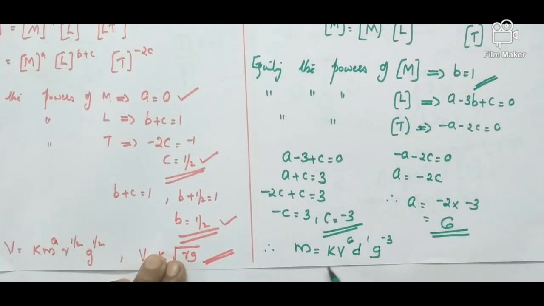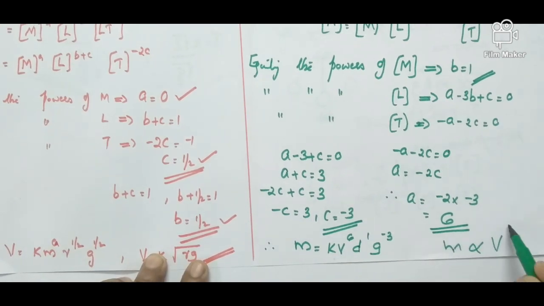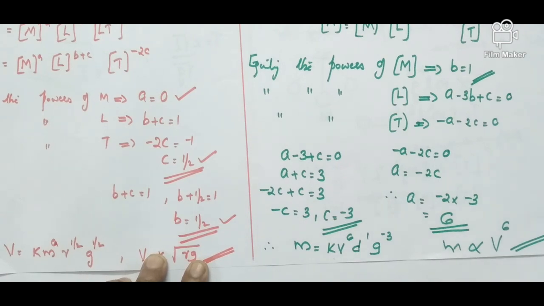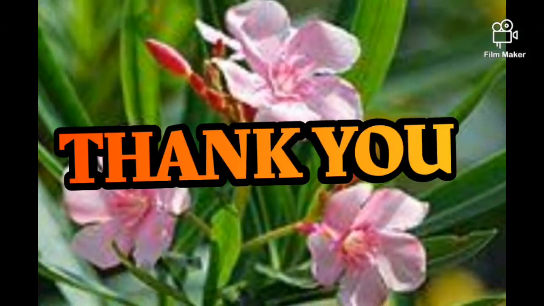So m equal to k, v raised to 6, d raised to 1, g raised to minus 3. And the question is, we have to show that mass varies with the sixth power of velocity. Mass is directly proportional to the sixth power of velocity. So we proved that mass depends on the sixth power of velocity. Okay, children.